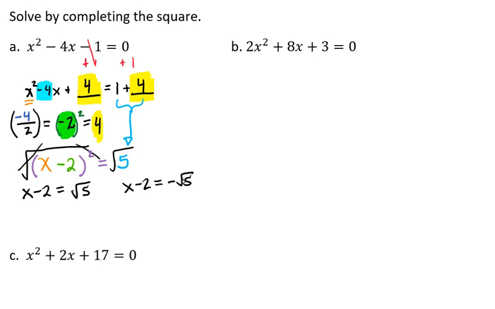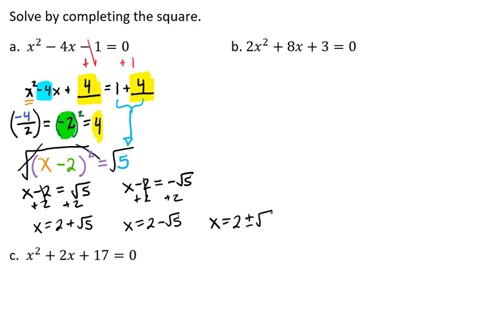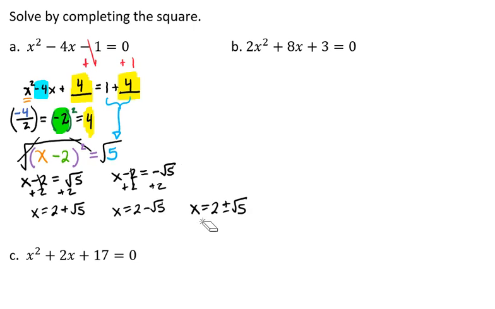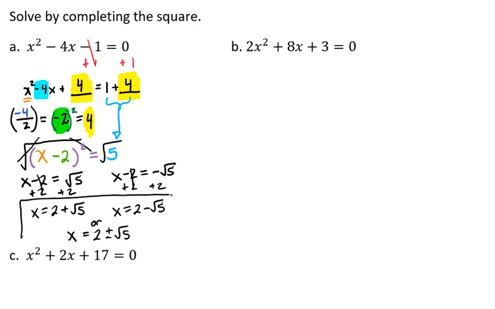Then I'm going to add 2 to both sides. So I'm going to get x equals 2 plus the square root of 5. And then I'll add 2 over here and get x equals 2 minus the square root of 5. And that is going to be my solution. So I could either write it like this, or I could write it as x equals 2 plus or minus the square root of 5. Either way is fine. So that is our solution.